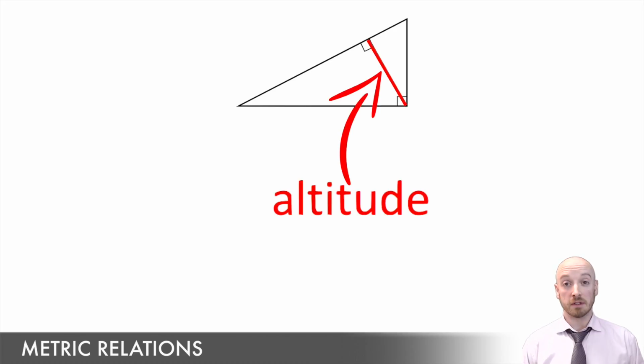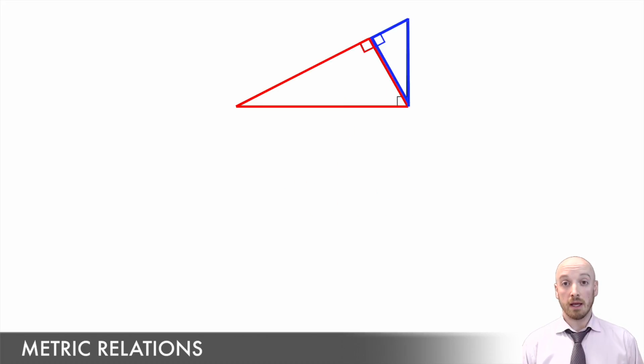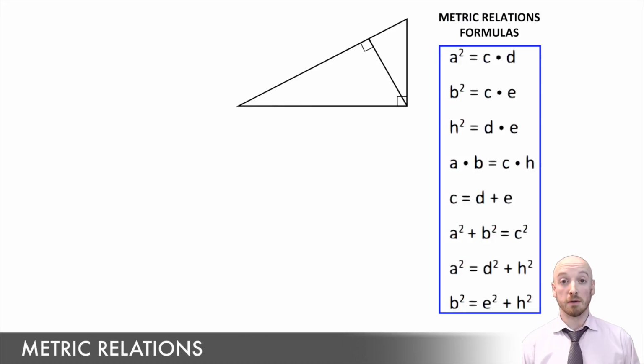Now what happens when there's a line drawn through the right triangle is we've actually split that bigger triangle into two smaller right angle triangles, and all three of them are similar to each other, the two small ones on the inside and the big triangle on the outside. We're going to get to that concept of similarity in future videos, but for now all we need to know is how to use the formulas called metric relations.